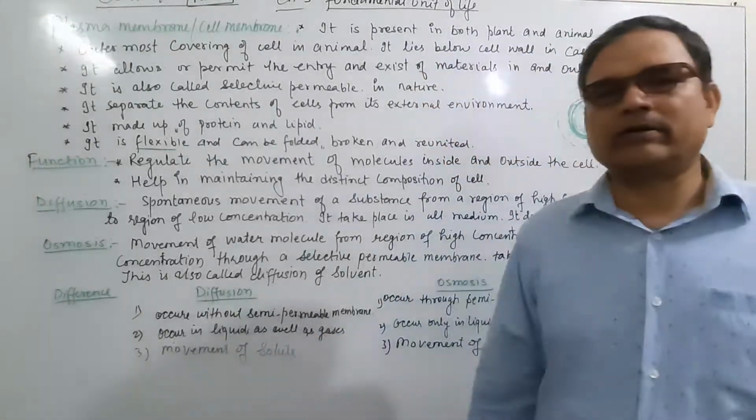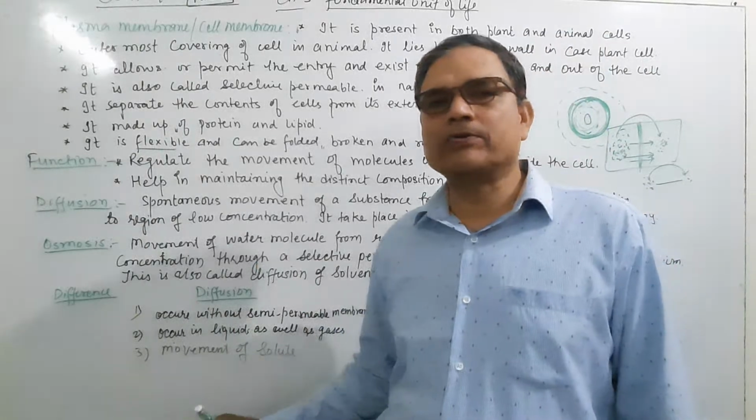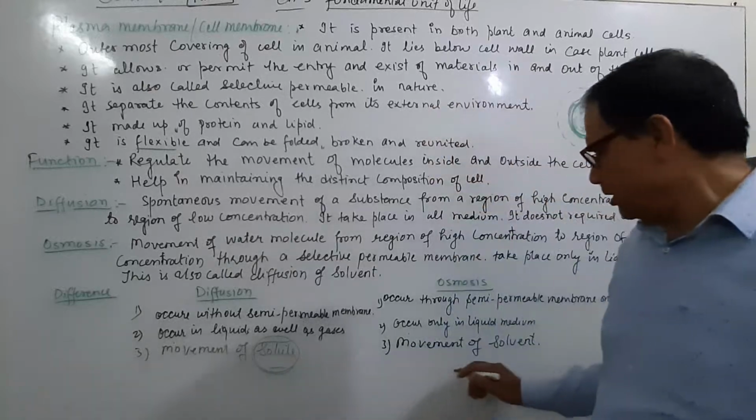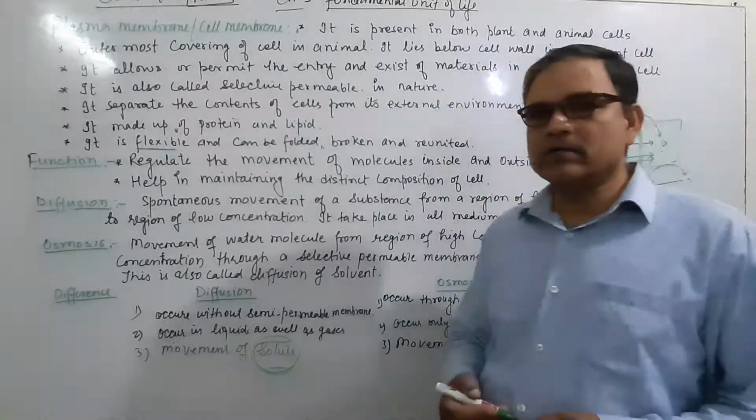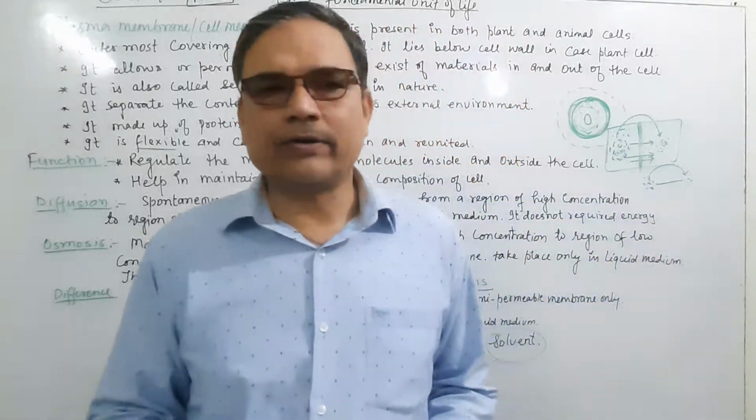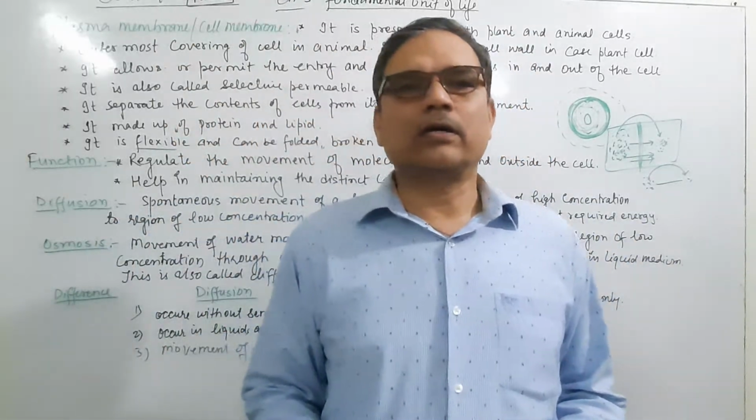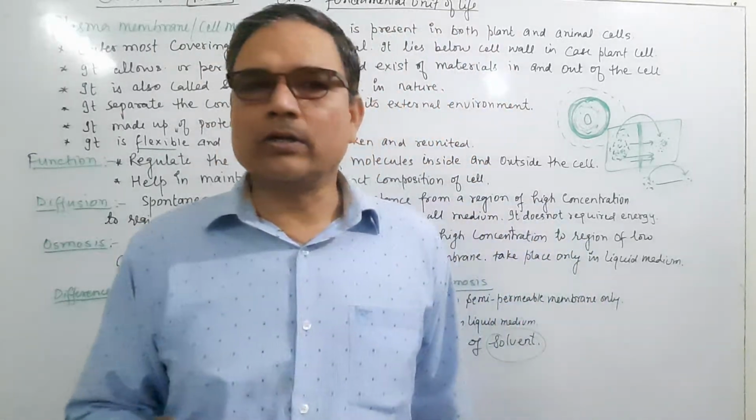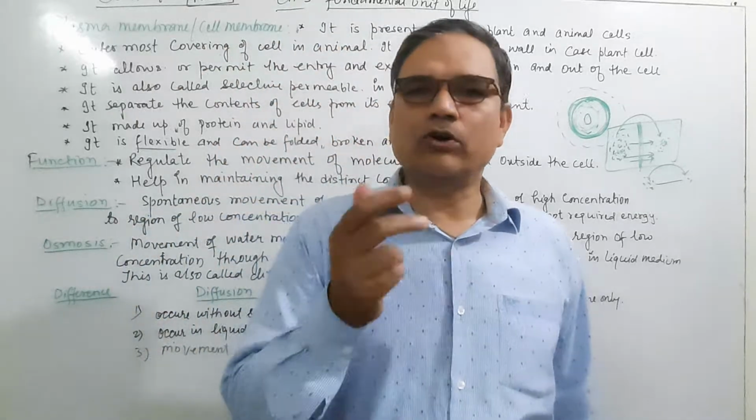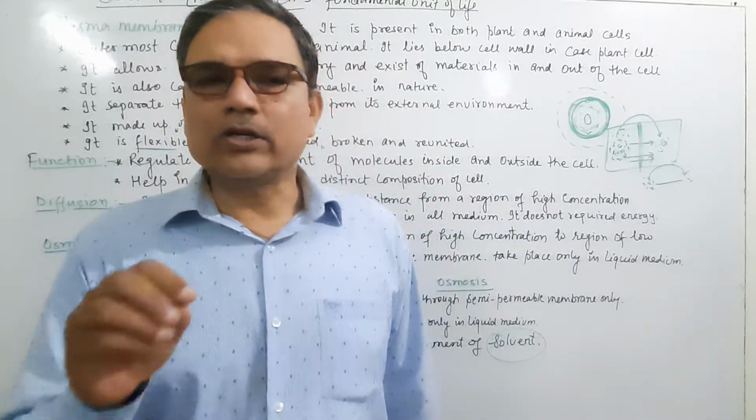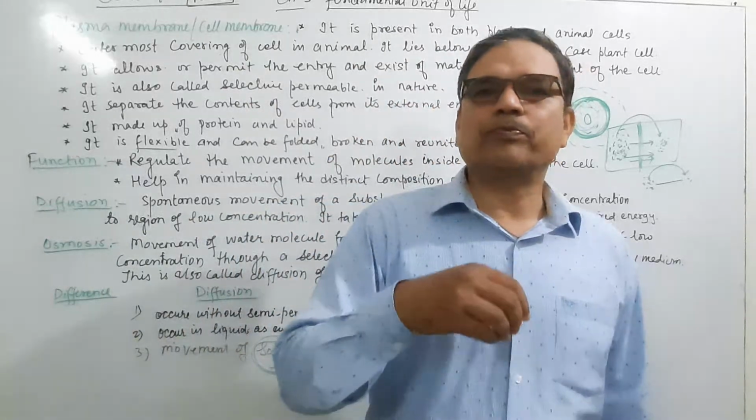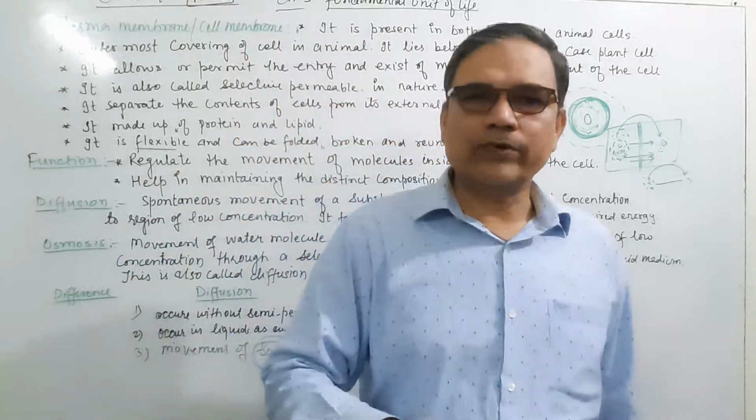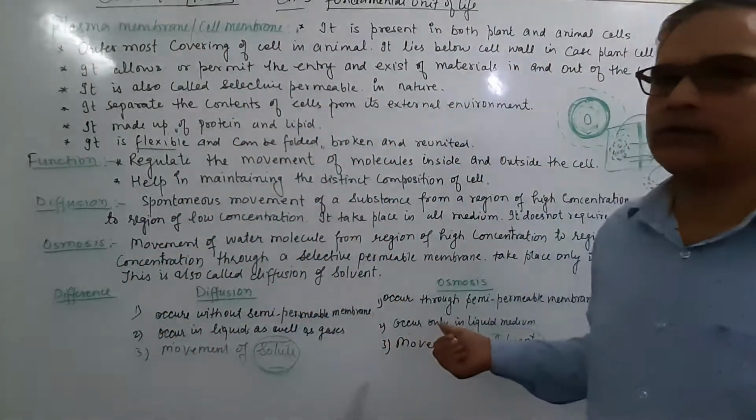In diffusion, there will be movement of solute, which we will discuss in the second chapter, but I already told you. Solute is the substance which dissolves in the solvent, and solvent is the substance in which the solute can be dissolved. The solution has two components. The substance present in small quantity is known as solute, and the substance present in large quantity is known as solvent.